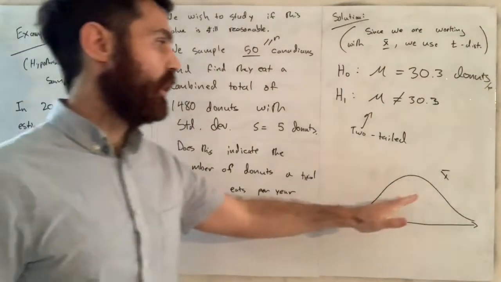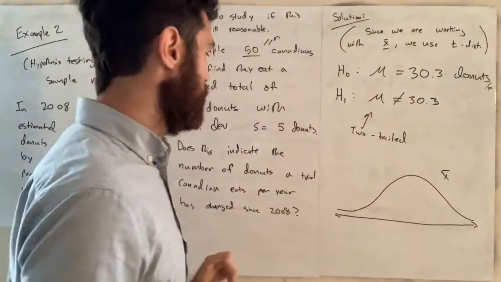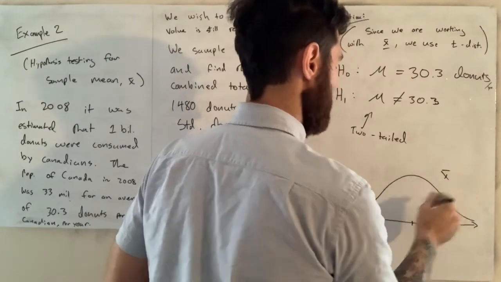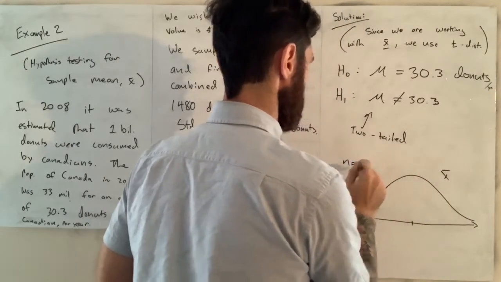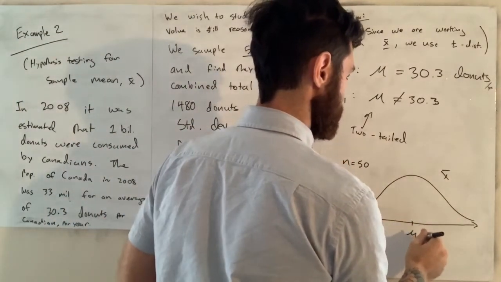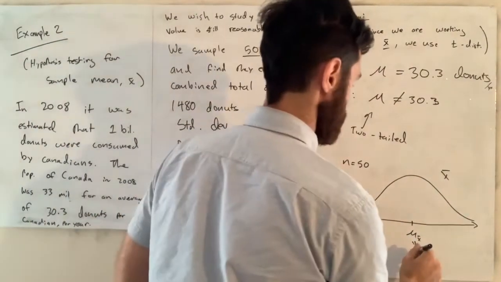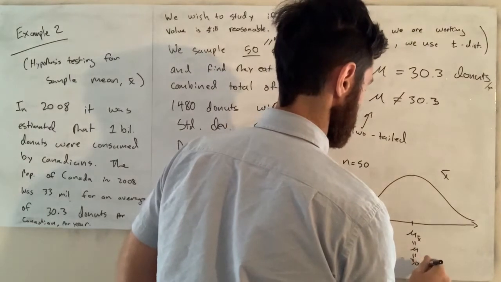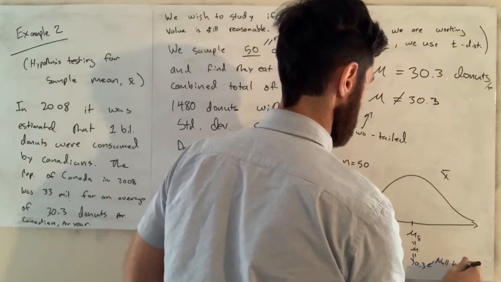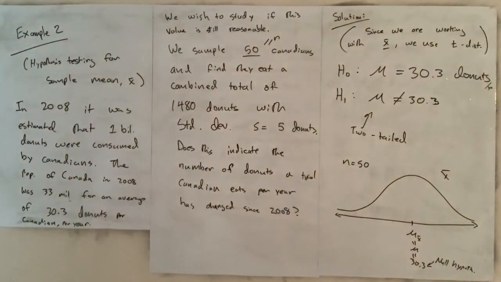And remember, we haven't gone to the t distribution yet. So this is in fact normal. It is the distribution of X bar. And what do we know? Well, we know that the mean, it doesn't matter what your sample size is, the mean of X bar is always going to be equal to the mean, which we're going to assume is 30.3. And this is, again, the null hypothesis.